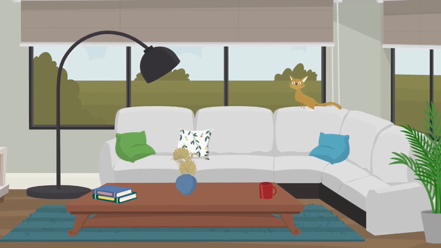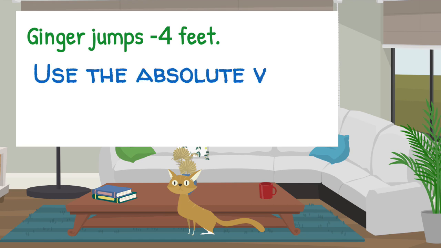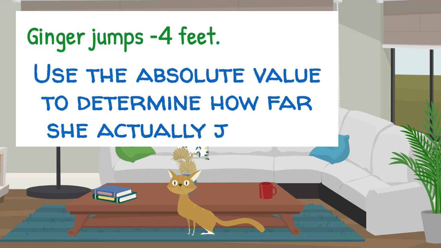Ginger the cat jumps from the couch to the floor, a distance of negative 4 feet. Use the absolute value to determine how far she actually jumped.